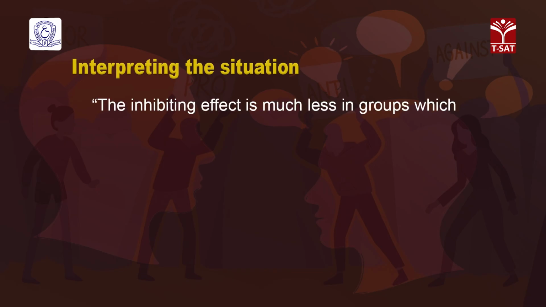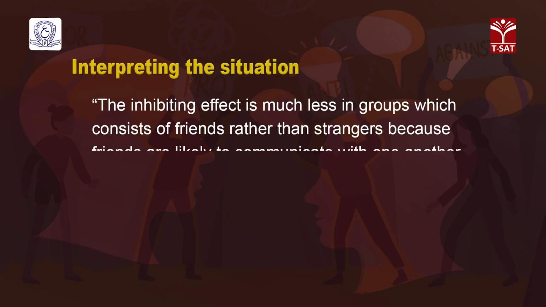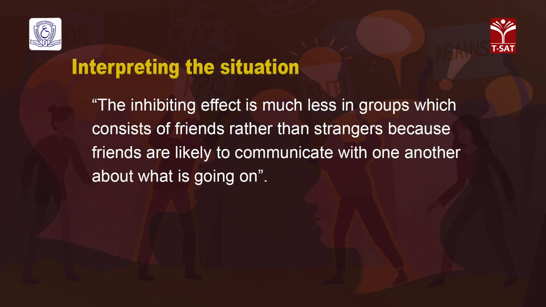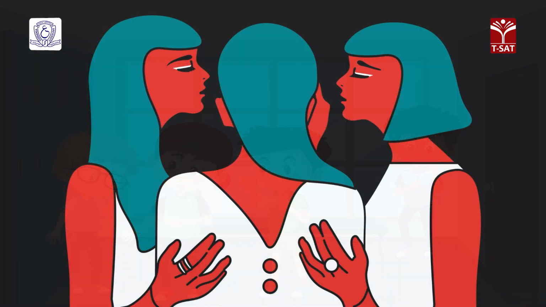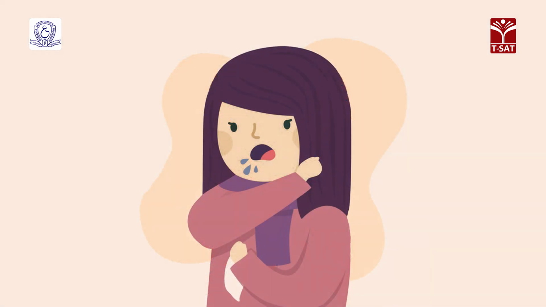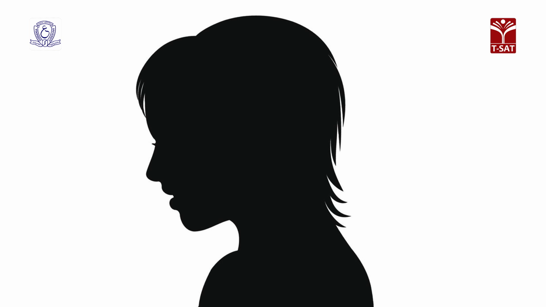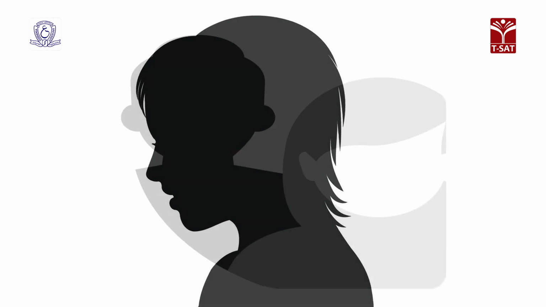According to Rutkowski, the inhibiting effect is much less in groups which consist of friends rather than strangers, because friends are likely to communicate with one another about what is going on. For example, if you are in your class and you suddenly observe that your friend is not feeling well, you usually approach your friend, ask what happened, and provide anything he or she needs. But just imagine the same thing happening to a stranger. Before approaching them, you think twice, or there is some inhibition to offer help, unlike when you offer help to your friend.